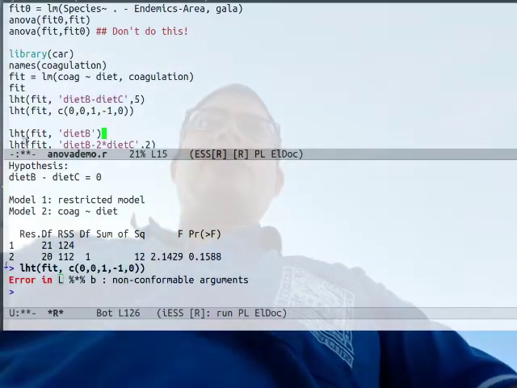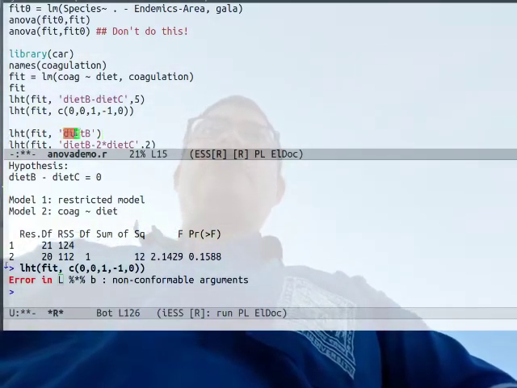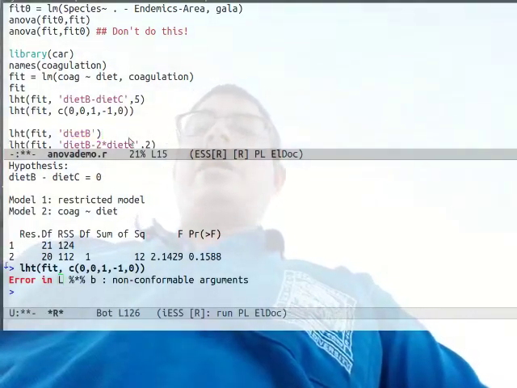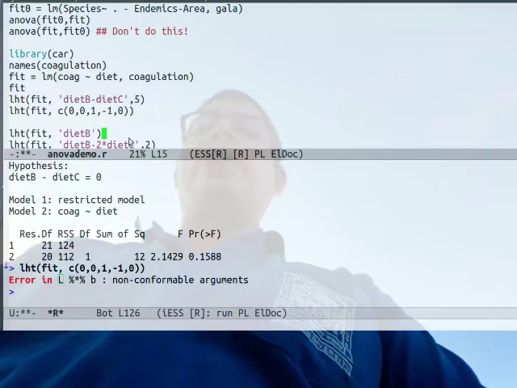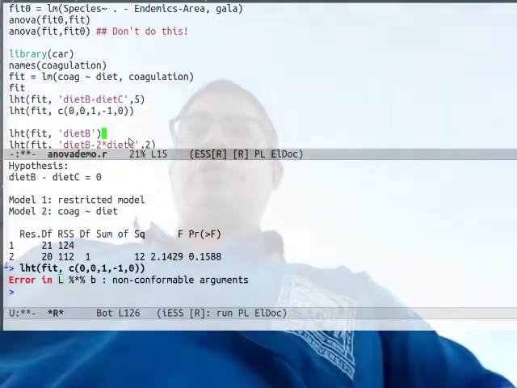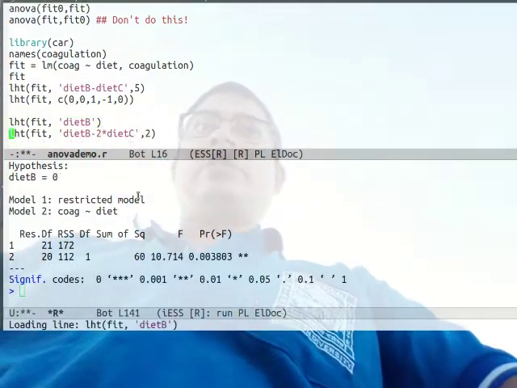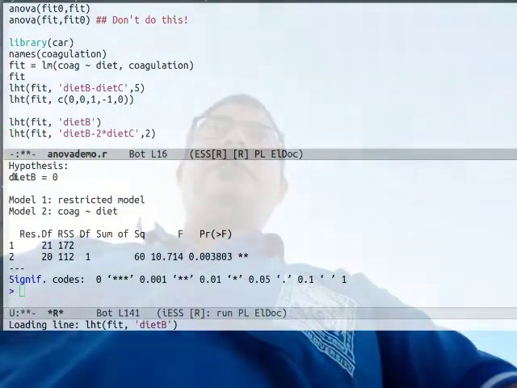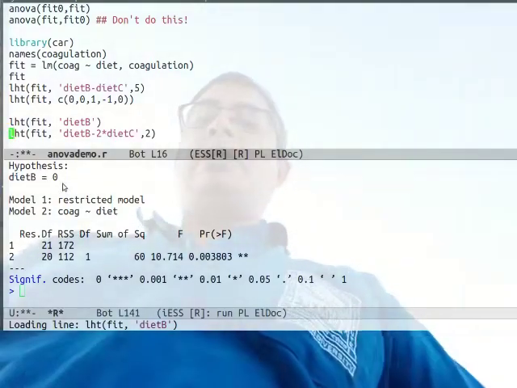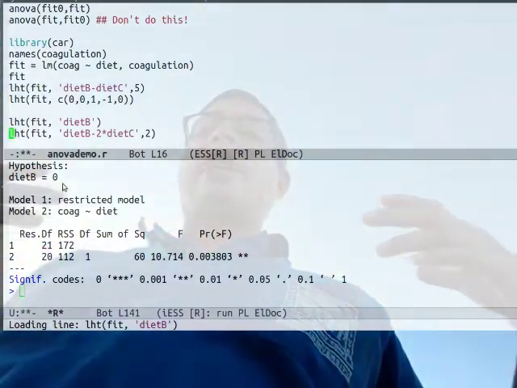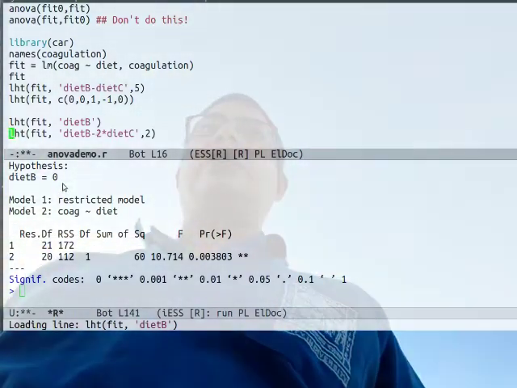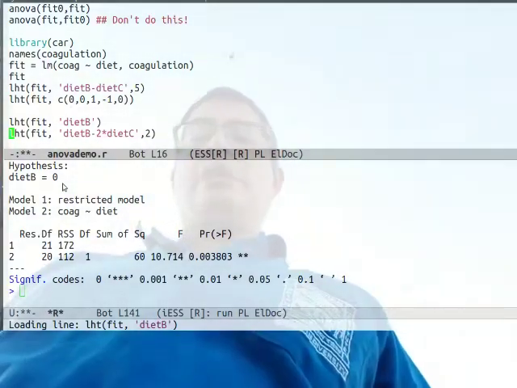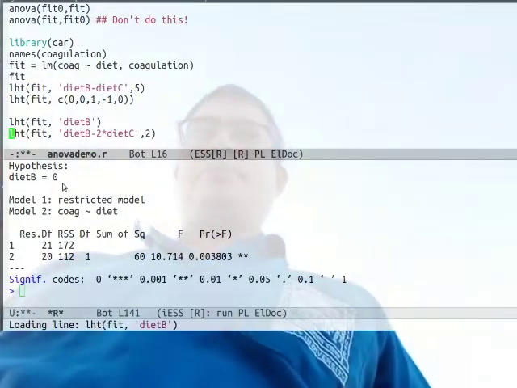So I write LHT fit, diet B. If I just write diet B, I am basically testing that alpha 2 minus alpha 1 is equal to 0. So let's carry that out. It has happily carried out the test, and it says that I am testing diet B equal to 0. Remember, it is testing this under that additional restriction that diet A equal to 0. So effectively it is testing diet B minus diet A equal to 0.